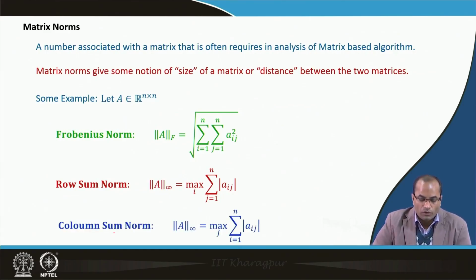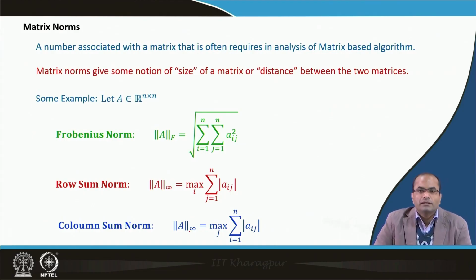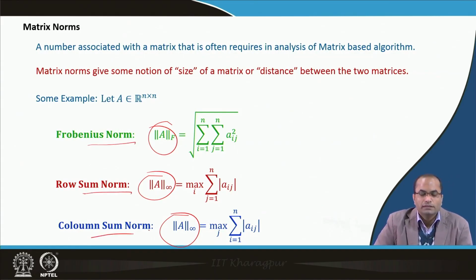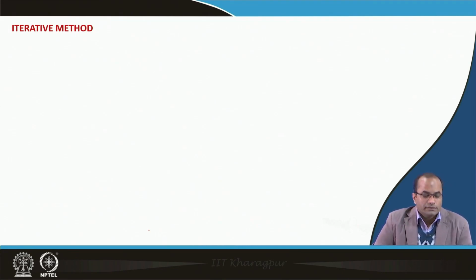Or we have the column sum norm, where we sum the absolute value of each element in a column, and then the maximum among these values is searched. That is the column sum norm. Only these three norms we will just state at this moment, and later on perhaps we will go a little more into the details. So, these are the numbers associated with a matrix, called the Frobenius norm, row sum norm, and column sum norm. Now, coming to the iterative methods.